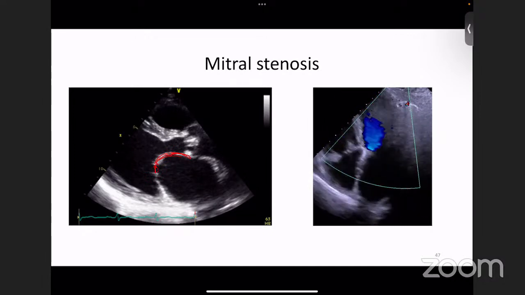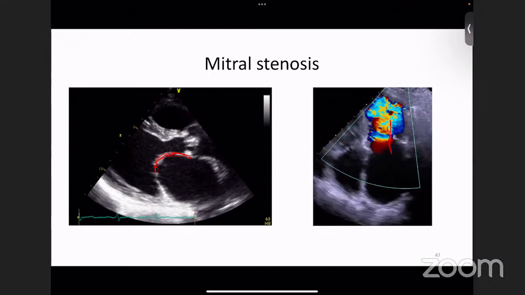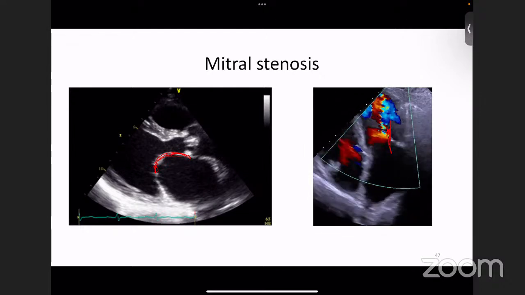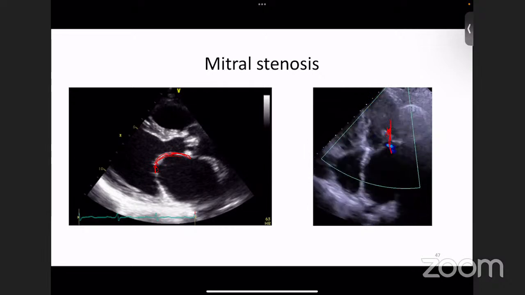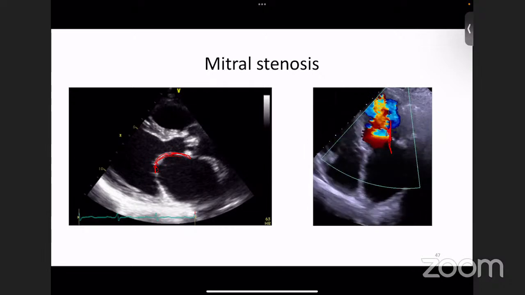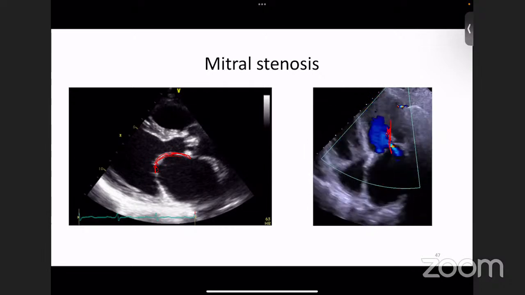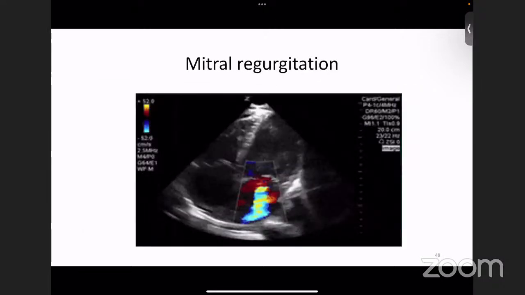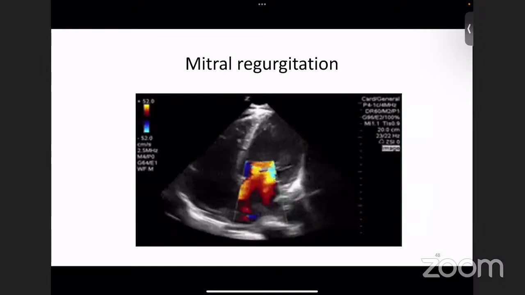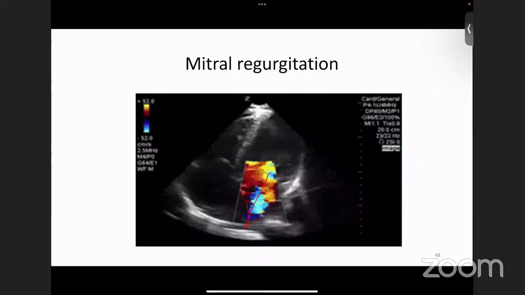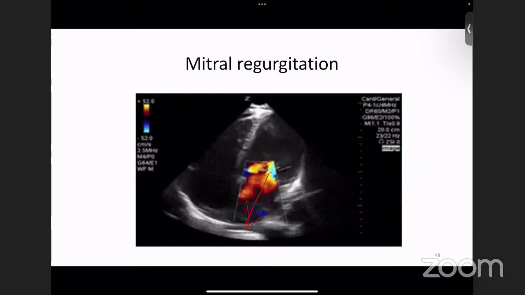Okay, and here you get a lot of aliasing, which means that the blood is moving with a lot of turbulence. So you can make out the mitral stenosis with the long axis as well as the 4-chamber. Then for the mitral regurgitation, what you do is you put a color Doppler at the mitral valve, and if you are getting the flow away from the probe, that is the mitral regurgitation.